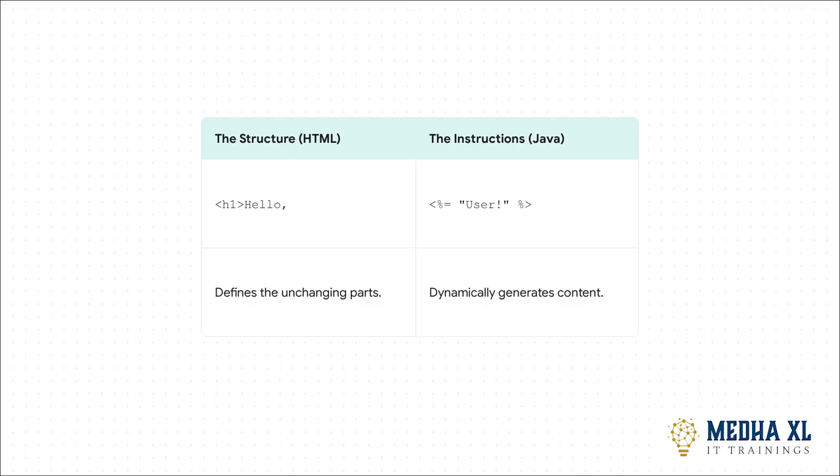And here's what that recipe looks like in code. See on the left, that's our HTML. H1, hello user, that's the basic structure, it's always going to be there. But look at the right. Inside those funny-looking tags, that's a Java instruction. That specific tag, the one that starts with <%=, is basically telling the server, hey, run this little piece of code and stick the result right here. In this case, it just prints out user. But you can imagine it being a command to go look up a real person's name in a database.